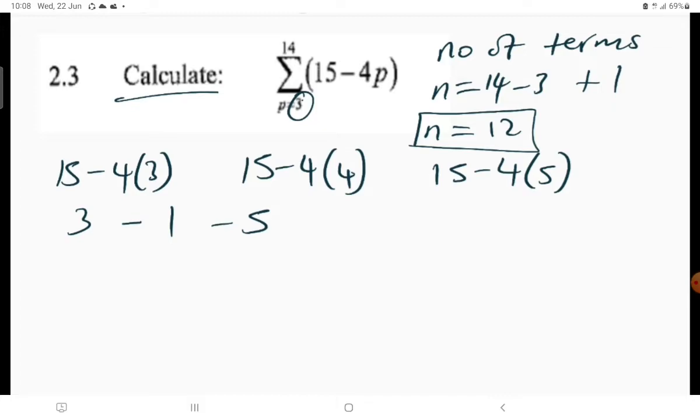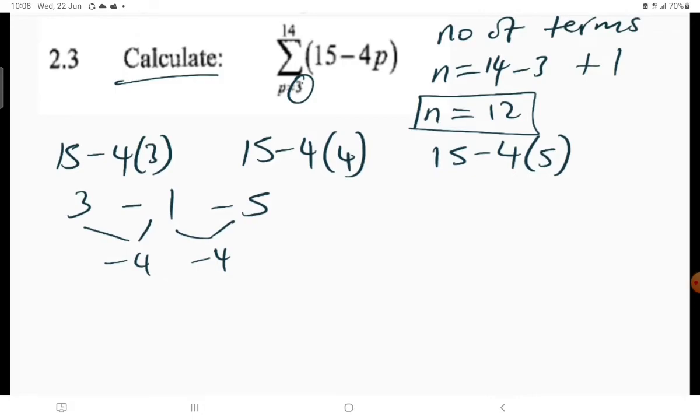So after having this one, we know that the common difference is going to be -4 because you have to say term 2 minus term 1. We get this common difference. Now we are looking for the sum of these things, right? And we can also be able to find the last term.